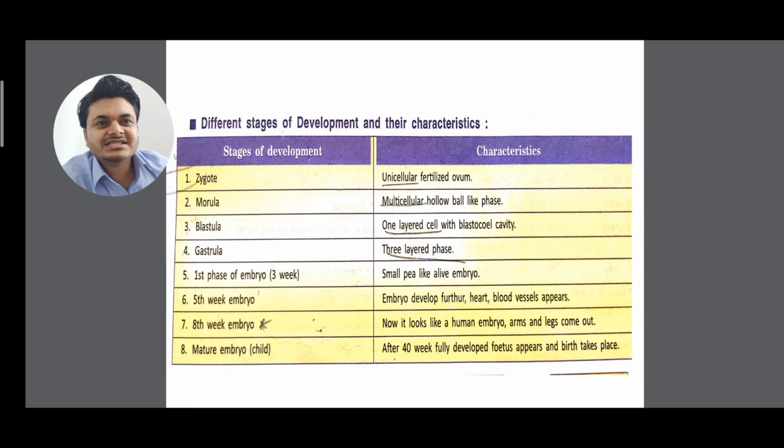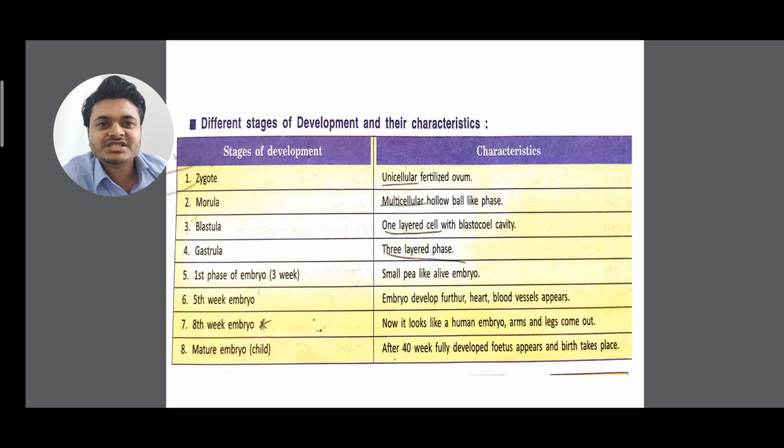Next, different stages in the development and their characteristics. I have said after fertilization there comes zygote, but it doesn't suddenly become embryo. Between zygote and embryo there are certain stages like morula, blastula, gastrula, clear. We'll talk about it. So what is zygote? Zygote is a unicellular fertilized ovum. And what is a morula? Morula is a multicellular solid ball-like phase, clear. And what is blastula? It is a one-layered cell with blastocoel cavity. What is gastrula? It's a 3-layered phase.